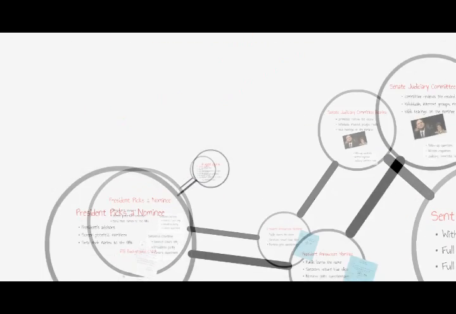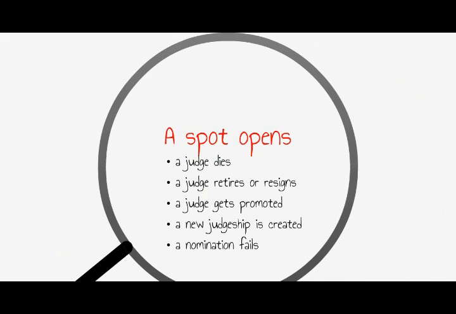The first step is for the President to wait for a spot on the bench to open up. The most common source of a new seat is the death, retirement, or resignation of a member of one of the federal courts. Sometimes this is because a judge gets appointed to a higher court. Rarely this is because a judge is impeached. But Congress might also authorize additional seats on an existing court. It could create a new court altogether. Finally, this process starts all over again if a previous judicial nomination fails.